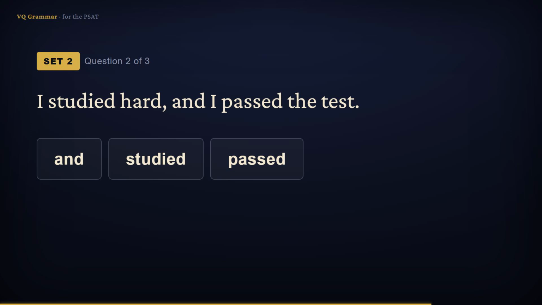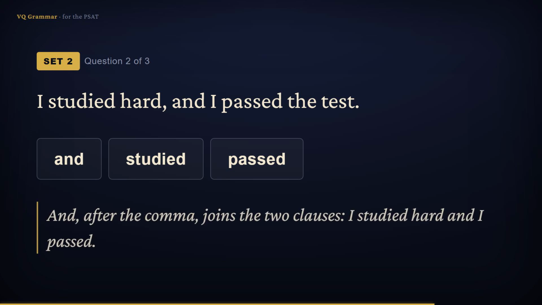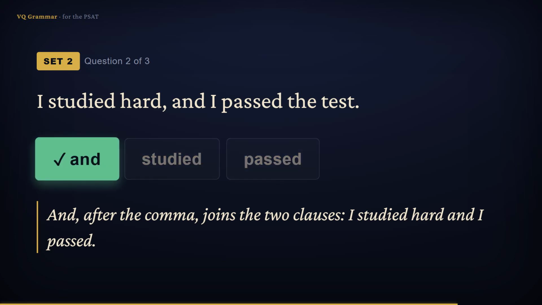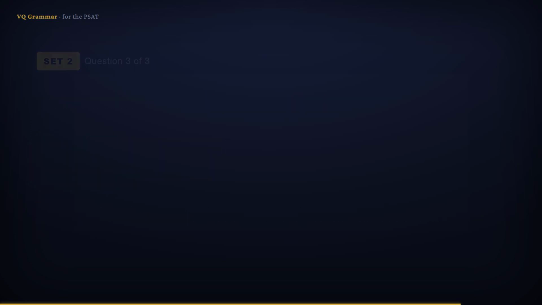I studied hard, and I passed the test. Two complete thoughts. I studied hard and I passed the test. The word that joins them, right after the comma, is and. Studied and passed are just the verbs inside each thought, so the answer is and.